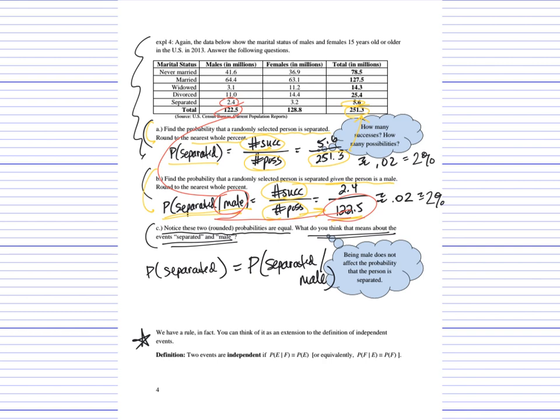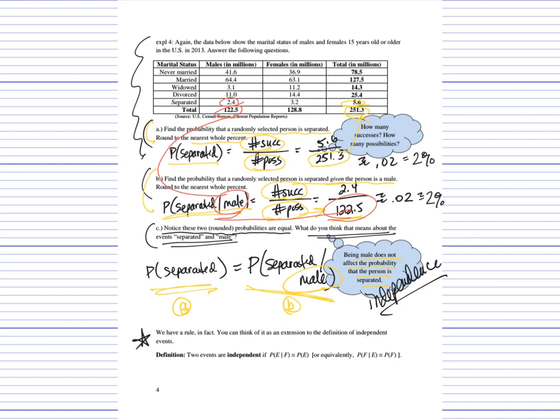Notice that this essentially is telling us that the fact that it was given that they're male did not affect the probability of being separated, right? The probability of being separated, flat out, as we found in Part A, is equal to the probability of being separated given that you're male in Part B. So it must mean being male does not affect that probability. Well, what does that mean? Doesn't that mean independence? Isn't that what we're talking about when we're saying, does something affect something else?